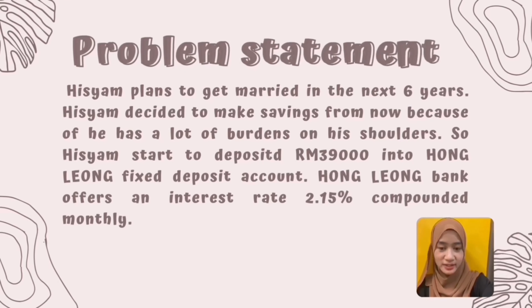The problem statement is, Hisham plans to get married in the next 6 years. Hisham decided to make savings from now because he has a lot of burdens on his shoulders. So, Hisham starts to deposit 39,000 ringgit into a Hong Leong fixed deposit account. Hong Leong Bank offers an interest rate of 2.15% compounded monthly.